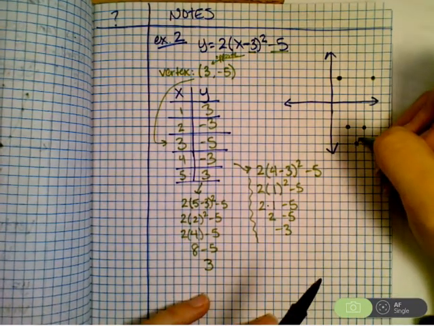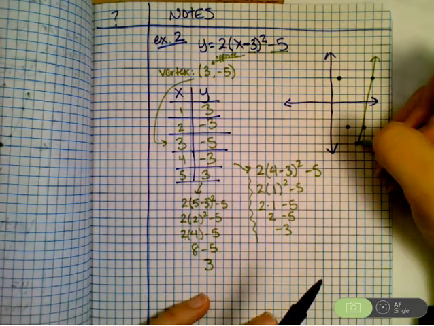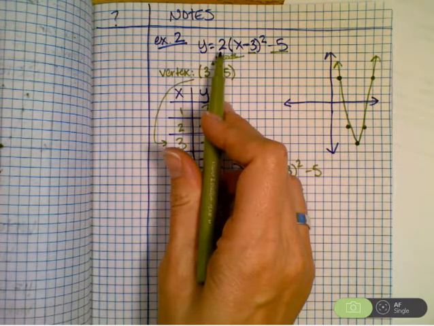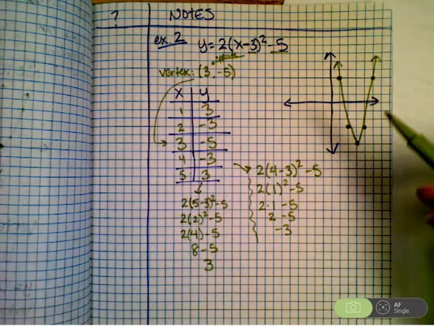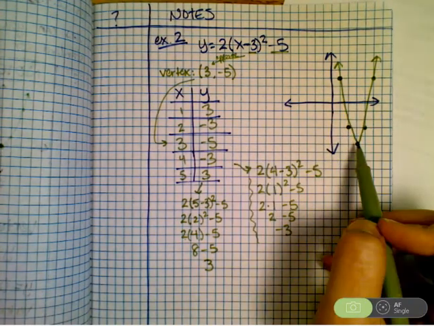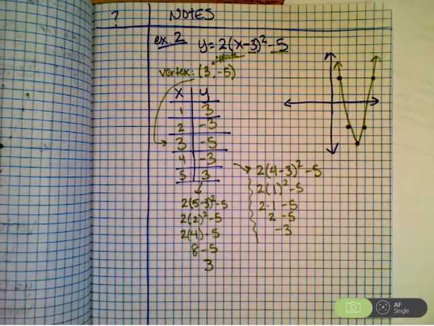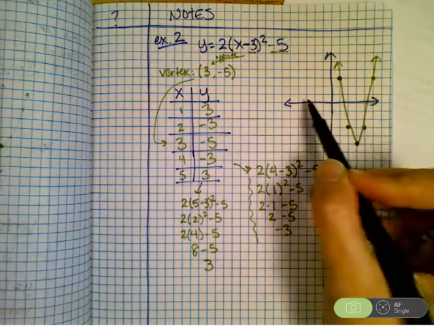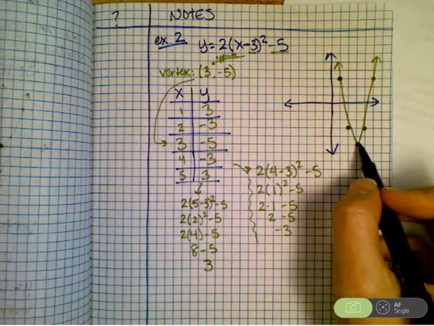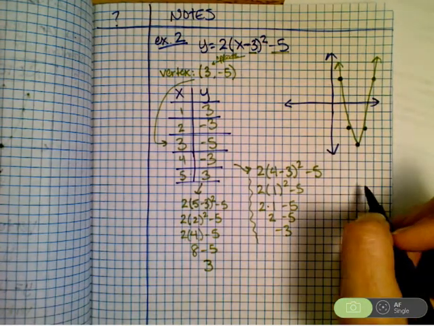So when I connect them, this time I get a skinnier parabola. That makes sense because this 2 in the front tells us that it's stretched out vertically. It's shifted 3 to the right. I can see that there, and it's shifted down 5. Again, we could talk about the domain and range of these. The domain is still going to be all real numbers. And the range for this one would start at -5 and go to +infinity.